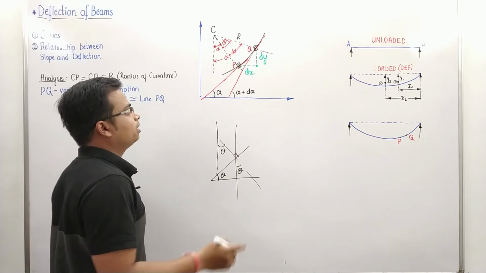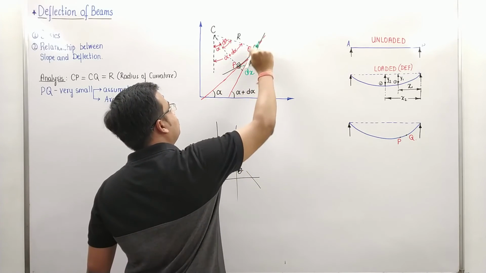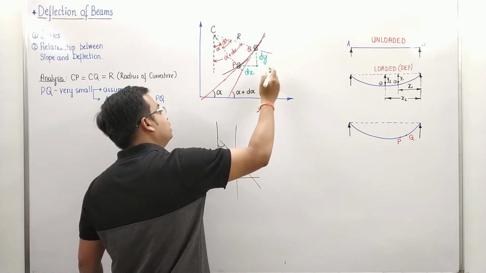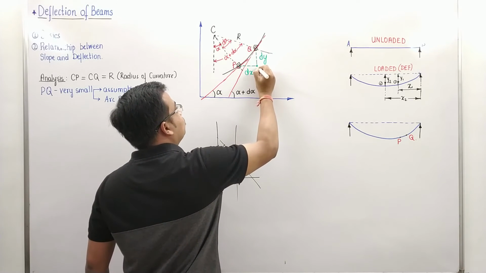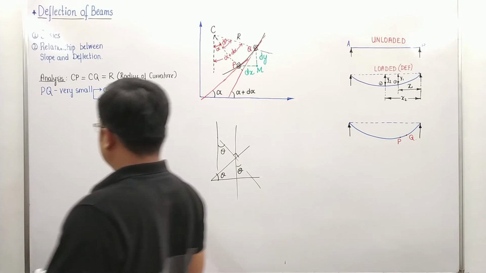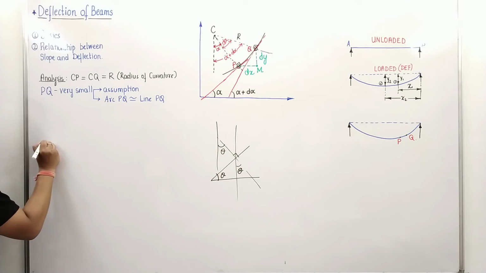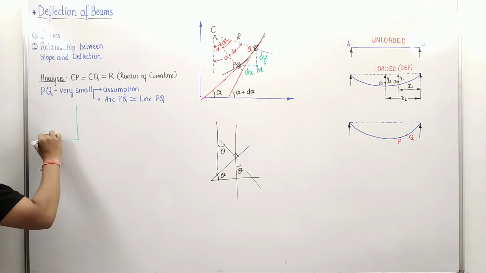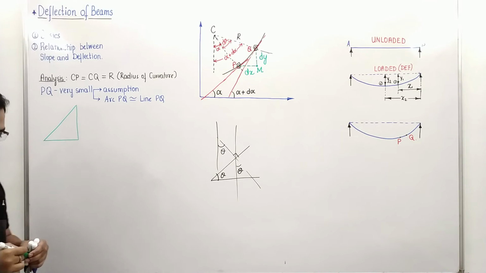Just take a look at this triangle PQ. Now PQ is no longer an arc. We are assuming PQ to be a straight line. So this is PQ, and let's call this point M. Let me make this triangle, sort of a bigger triangle, this way, this way and this way.